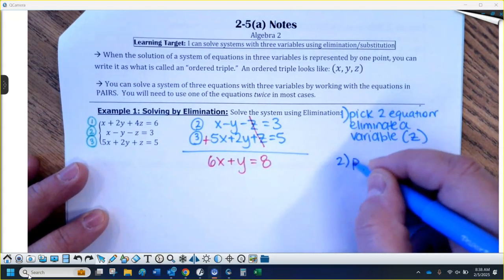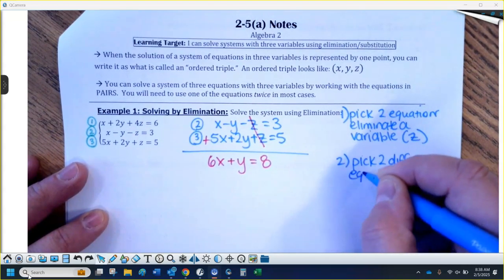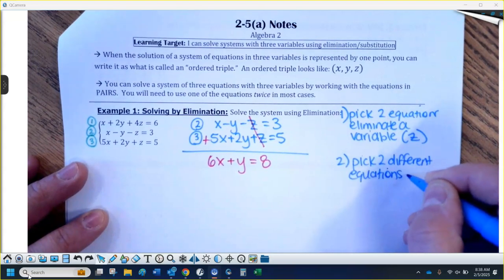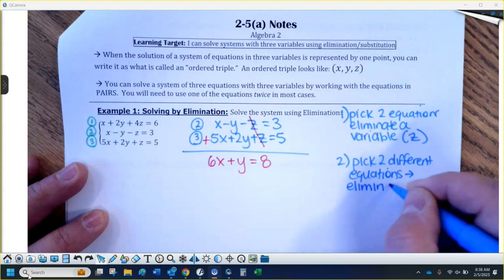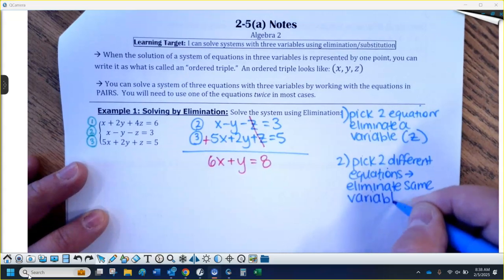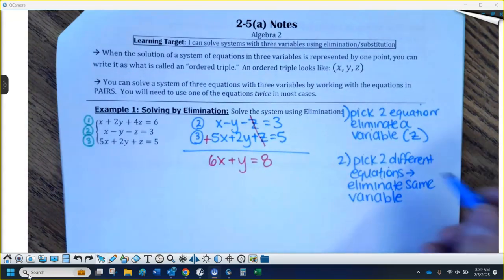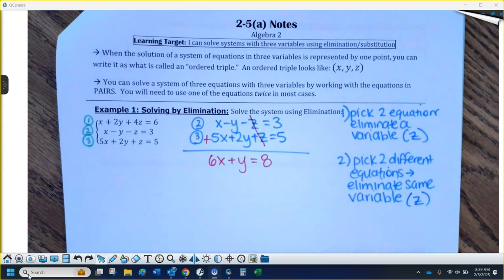The second step is just to pick 2 different equations. So it just can't be 2 and 3 again. Now the key is here, you have to eliminate the same variable that you eliminated in the first step. So we chose to do z. So I just need to pick 2 different equations. So we could do like 1 and 3, or we could do 2 and 1. We just can't do 2 and 3 again. It could be one of the ones we just used, but it can't be 2 and 3. And we would also have to eliminate z again.